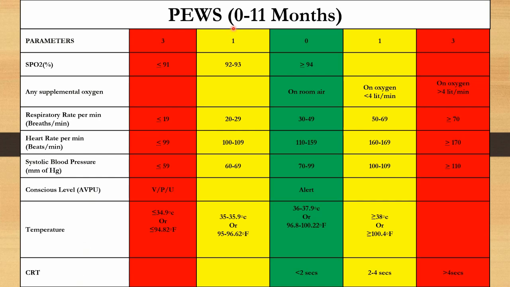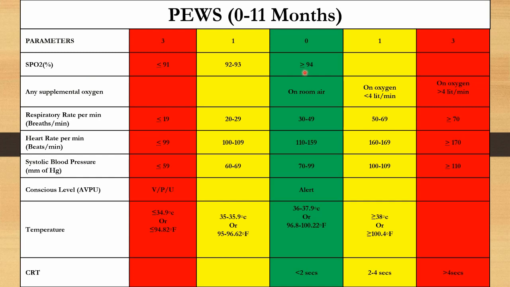Moreover, this is not uniform universally. It may vary from hospital to hospital based on its policies and protocols. So I'm just going to explain about the criteria. Here you can see the parameters and the color codes. As you all know, green color, the score is 0, yellow, the score is 1, and for red, the score is 3. So the first parameter is oxygen saturation.